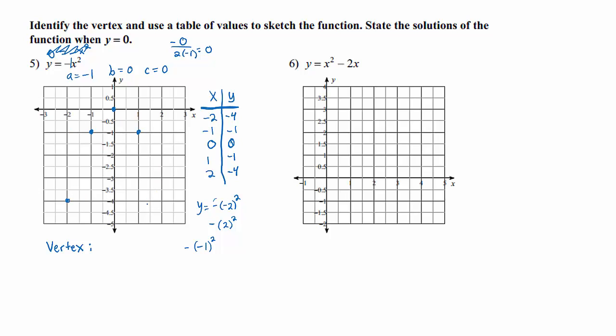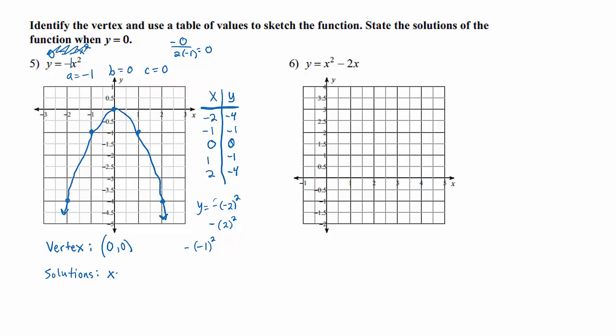And draw our parabola. And identify our vertex: it's 0, 0, because that's the topmost point of our graph. Our solutions are where it touches our horizontal axis, so it touches at 0. And our solutions to an equation are x equals whatever the x value is up here, which would be 0.